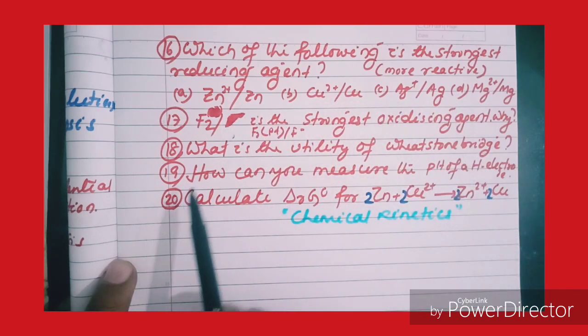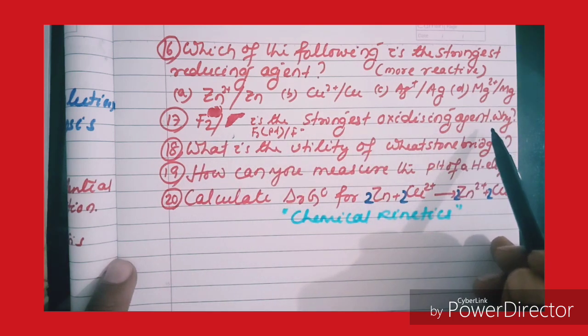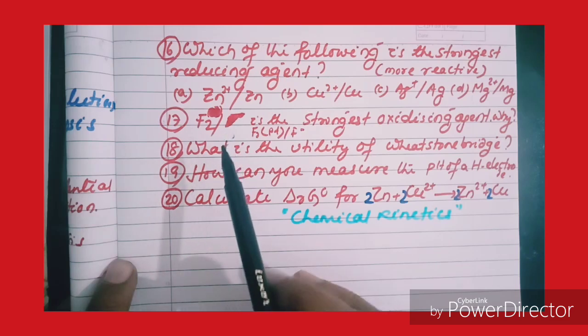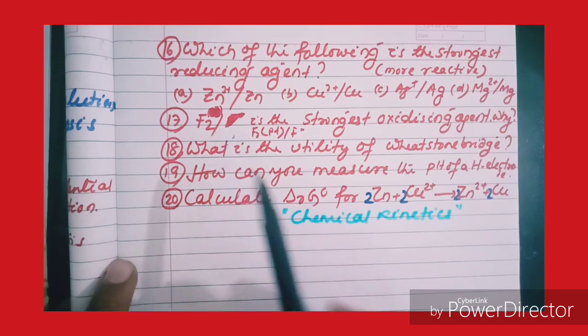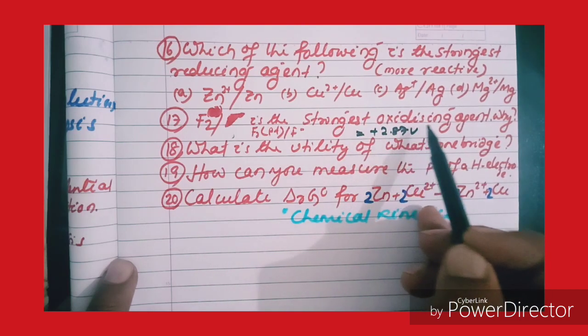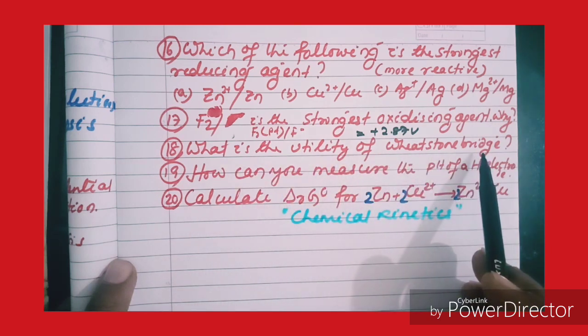F2 is the strongest oxidizing agent. Why? Because F minus has a higher value of hydration enthalpy and its electrode potential is found to be plus 2.87 volt. What is the utility of Wheatstone bridge?